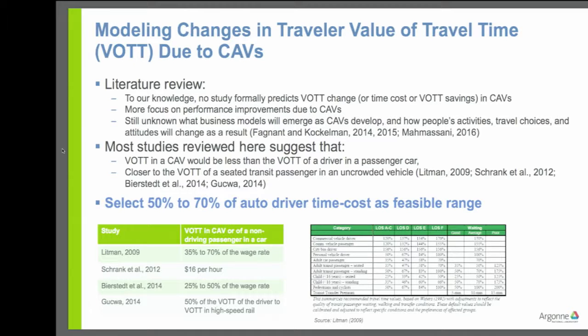Because these things don't really exist, there's no real empirical analysis of what the potential value of travel time in a CAV would be. But we drew some values from the literature and decided to study reductions in VOTT from 50% to 70% of the current auto driver costs, and then see how that filters through the behavioral models. Next slide.